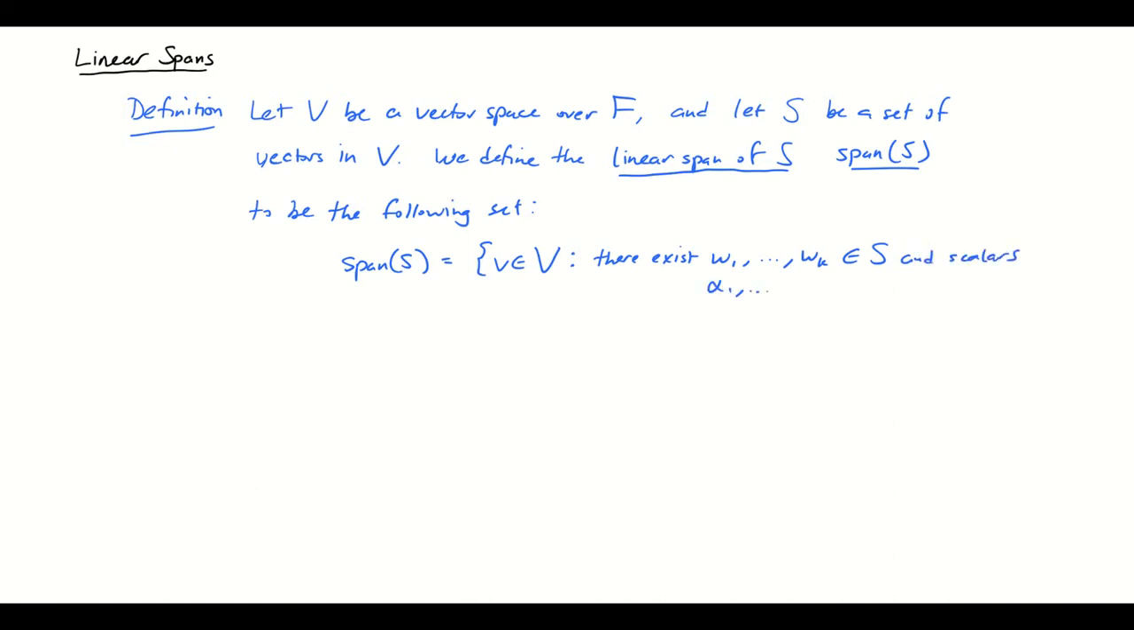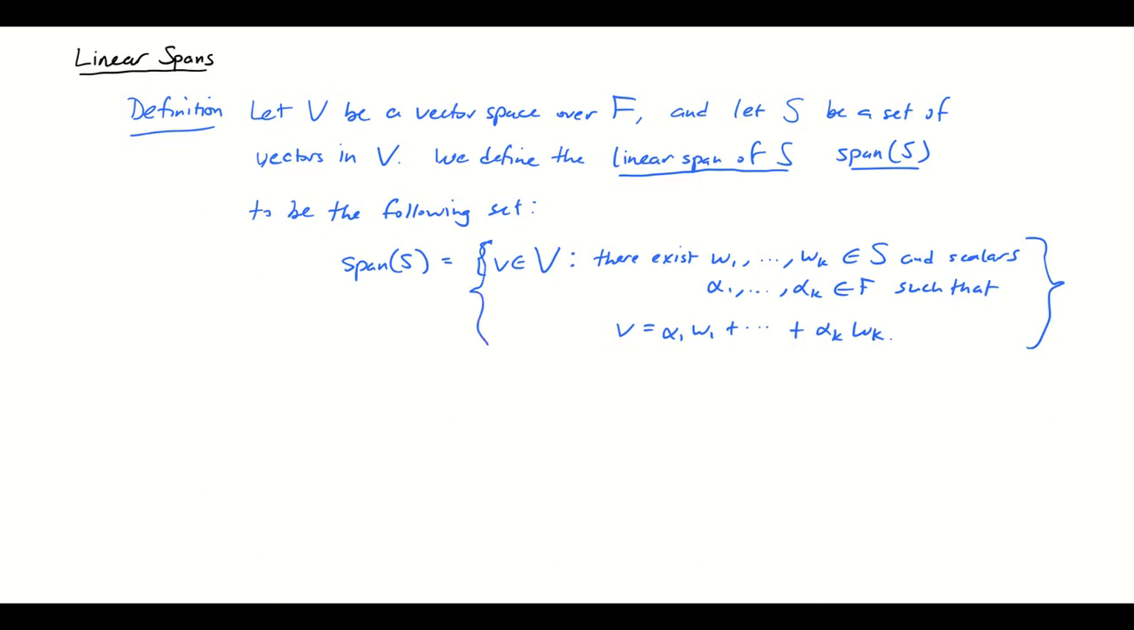scalars alpha 1 through alpha k in F such that, sorry, this is like the longest set definition ever, such that V is equal to alpha 1 W1, etc. up through alpha k WK. End of set definition. Where should I put the closing brace? I'm going to put it over here and make it really big. And then make this really big too.